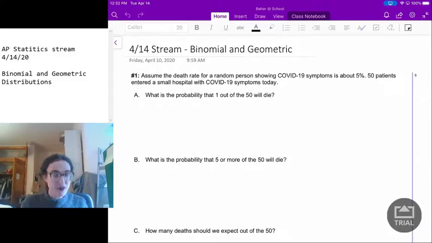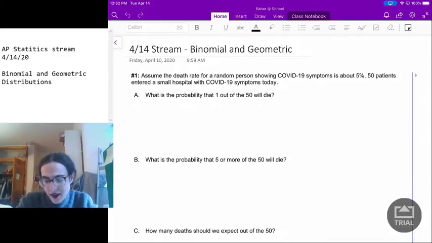Our number of trials is fixed, right? We're talking about 50 people in this ward. And so our number of trials is fixed. And success chance is constant, right? We were talking about that with the independent trials.